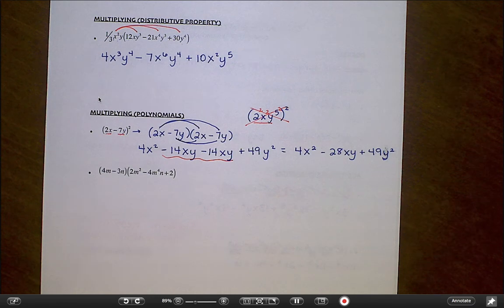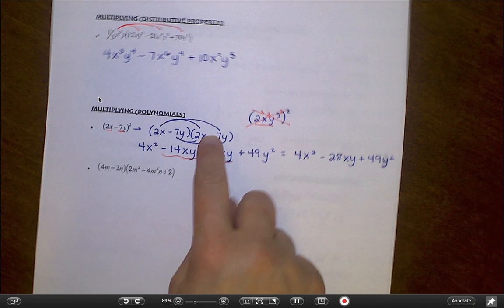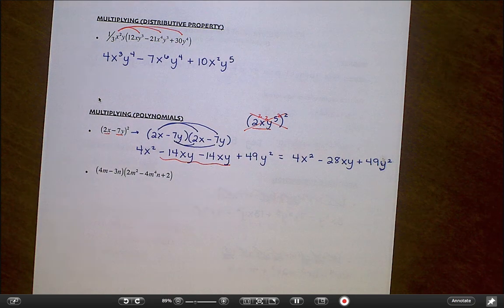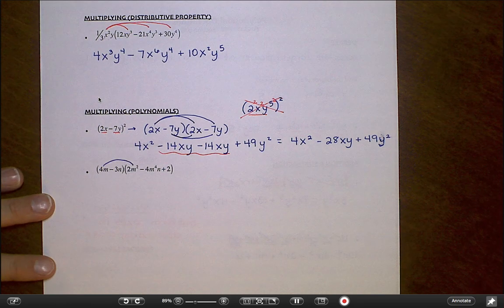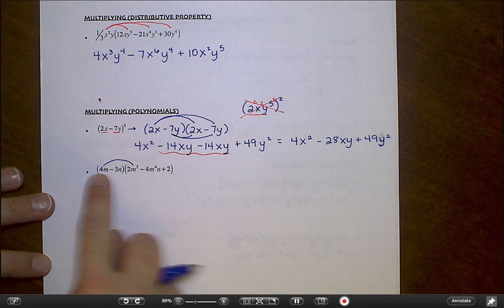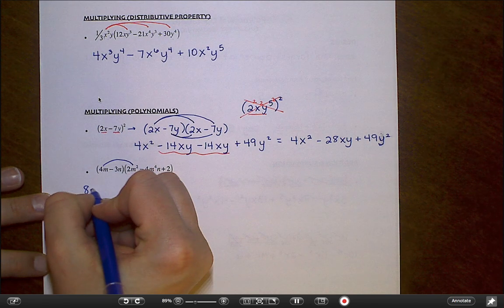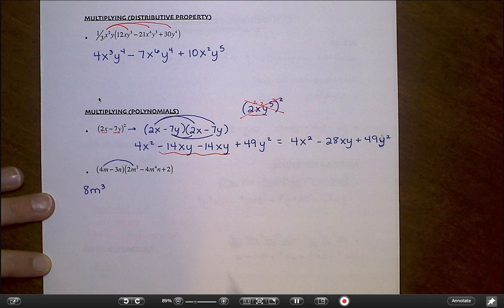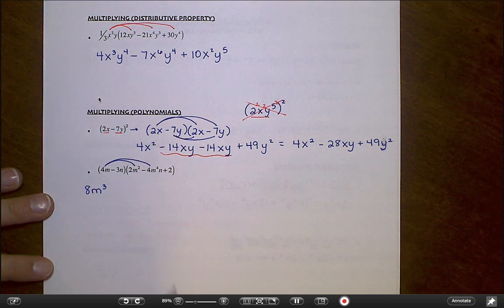All right, so this next one is not a squared binomial. It is just two polynomials being multiplied together, but I'm essentially going to use this same method. I'm just going to start distributing like crazy. So I'm going to distribute the 4m first. I'm going to go 4m times 2m squared. 4 times 2 is 8, and m times m squared is m cubed. Then I'm doing 4m times negative 4m to the fourth n.